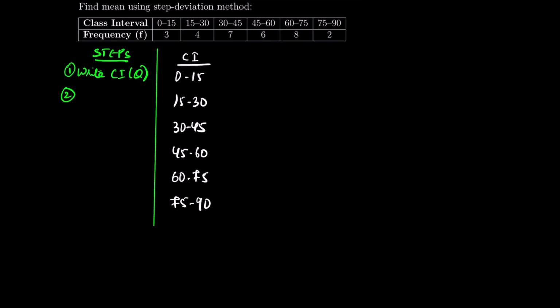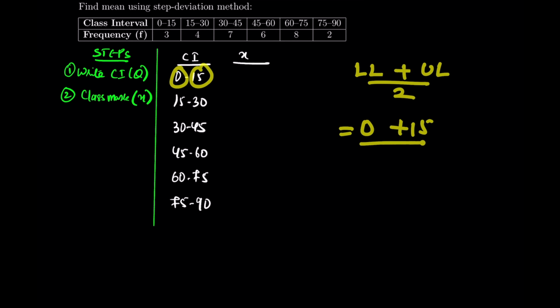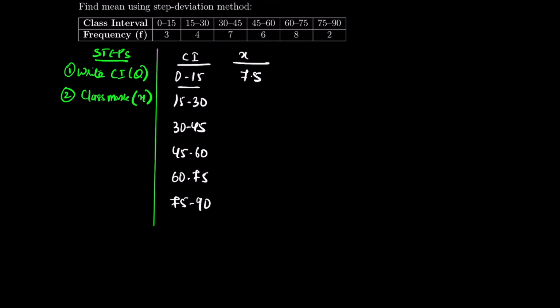The next step is to find the class mark. You can find the class mark by using the same logic, lower limit plus upper limit divided by 2. So you can see here 0 plus 15 divided by 2, which is equal to 7.5. Now, as you know, the difference between the class intervals is 15. We can keep adding to it. So if I add 15 to this, I'll get 22.5. Add 15 to this, I'll get 37.5. Next, 52.5, 67.5, and 82.5. The next step is to assume a mean and find the deviation.